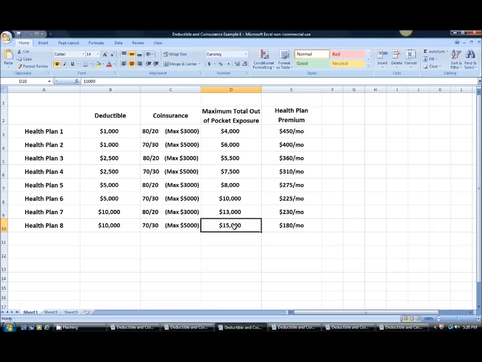Now, if you're a chronically ill person, this is probably not a good idea. You probably do want a lower deductible because you're probably going to be utilizing the services and needing the financial protection.